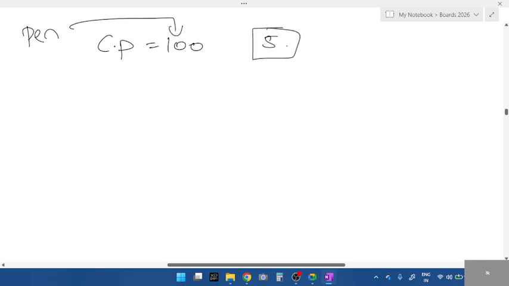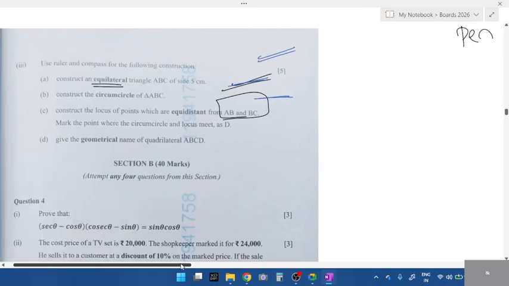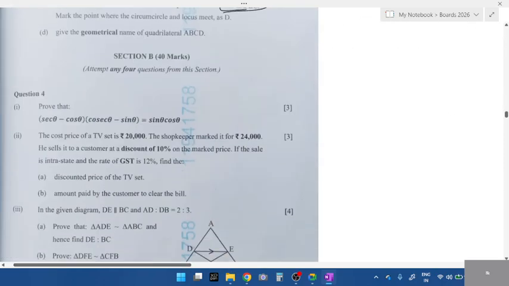The number of articles also matters. If the cost price is equal to 100, and a person buys 5, for example, let me take a pen. If one pen is 100, and a person buys 5 pens, what's the total cost price? You should know all this logic: addition, subtraction, multiplication. So you add 100 five times, or you multiply 5 into 100, you get 500. So almost all the concepts are done. We'll start solving the question now.